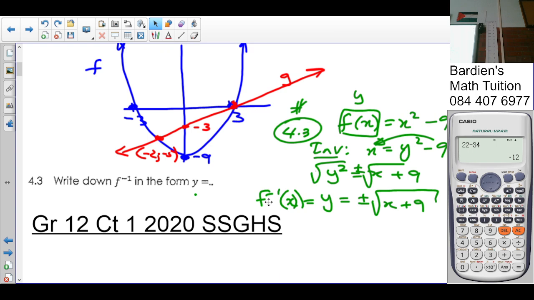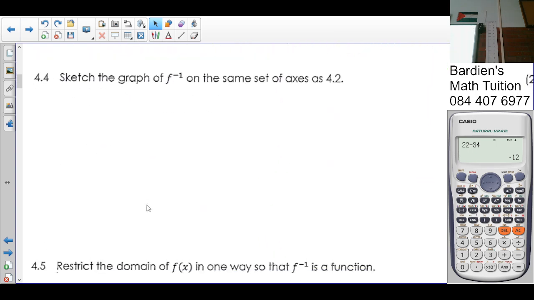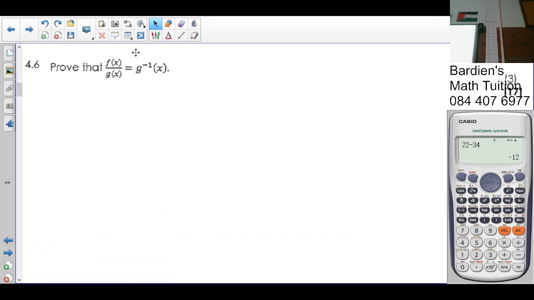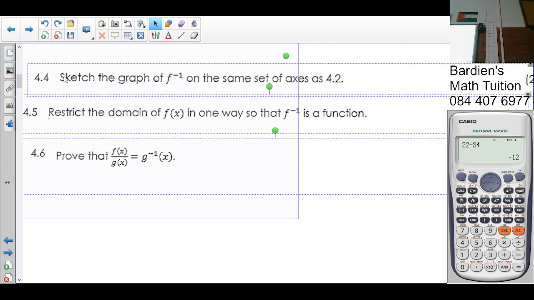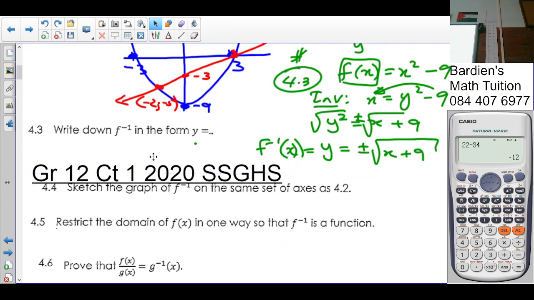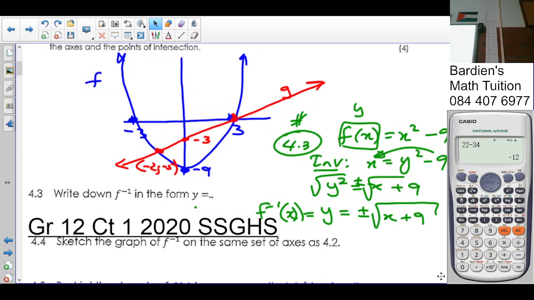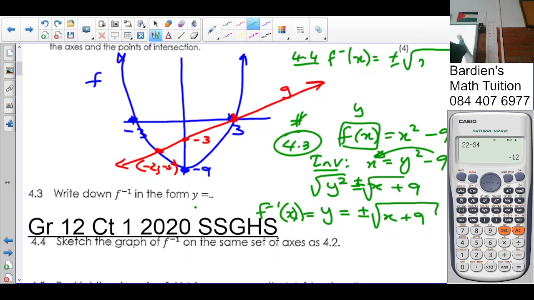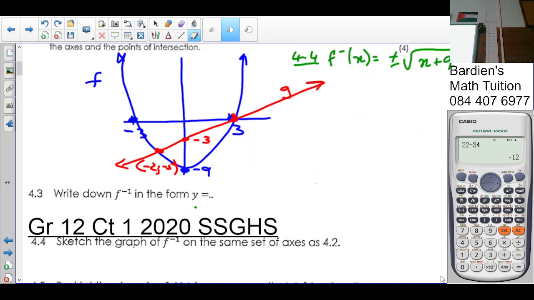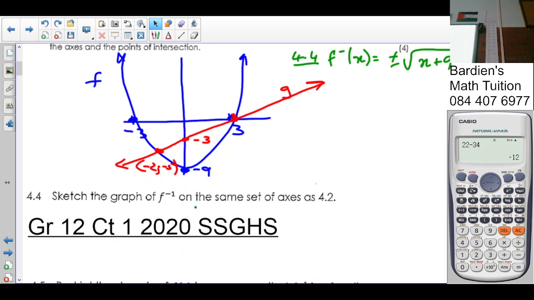Okay. It's 4.4. So what I'm going to do is that all I need for 4.4 is the equation of that inverse function, so that I can use that space there. So if the inverse function of f is plus minus the square root of x plus 9, this is actually not a function. It's a relation because it does not pass the vertical line test. Okay. But more about that once we get there.